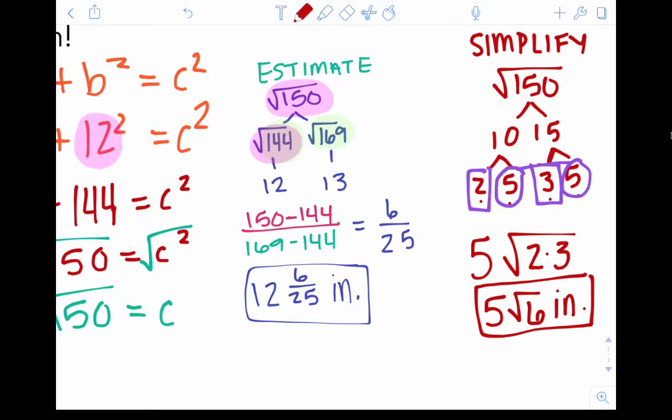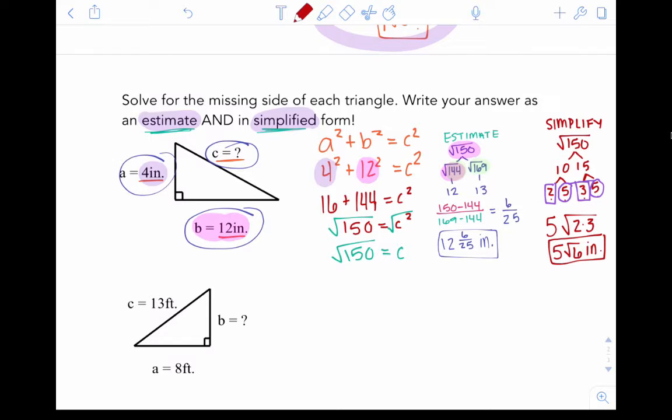So on these problems, there's 3 main things that I need to see. I need to see all of your work. I need to see it estimated, but you can leave it as a fraction. And I need to see it in simplified form. Let's do another one together.